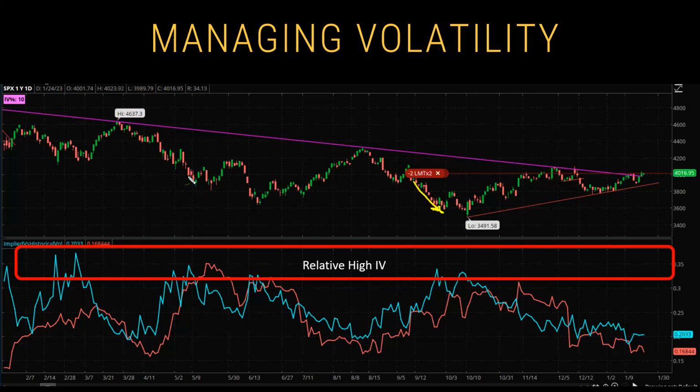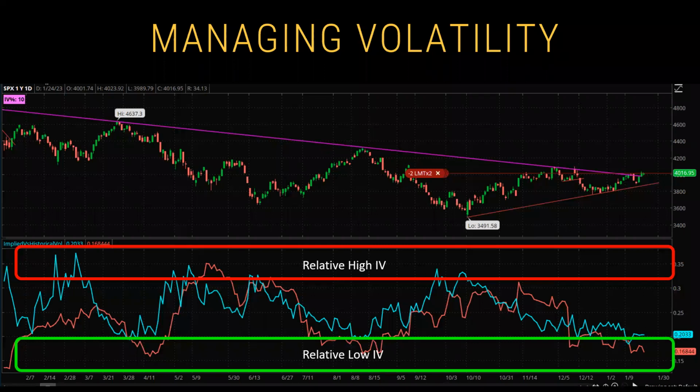This is the fear. The fear is kicking in at this point, and this is why, with implied volatility, people are buying puts like crazy. On the other side of the spectrum, we have relatively low implied volatility. This is complacency, and complacency typically happens when we have rallies that get up to euphoria. This is where the complacency kicks in. Complacency back in April. So this is where we have relatively low volatility.